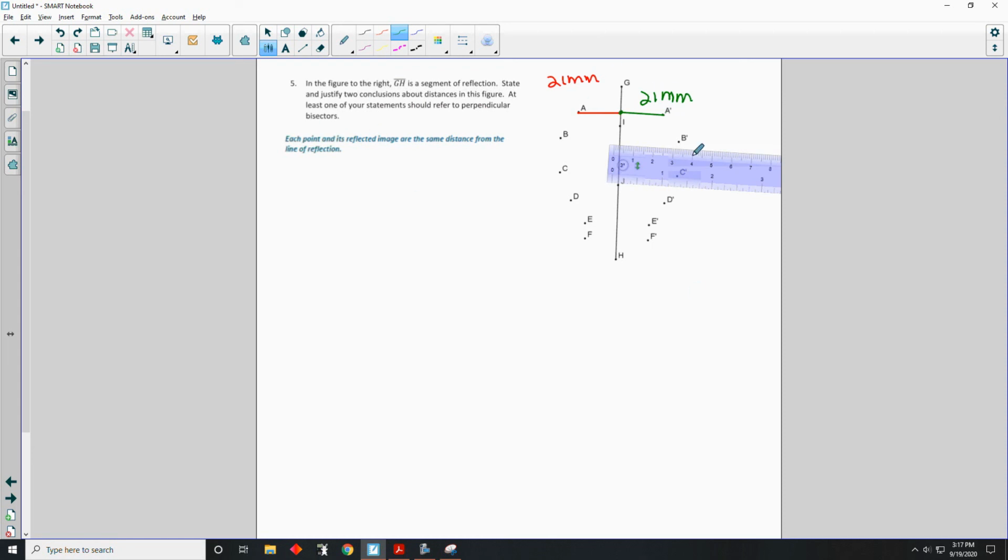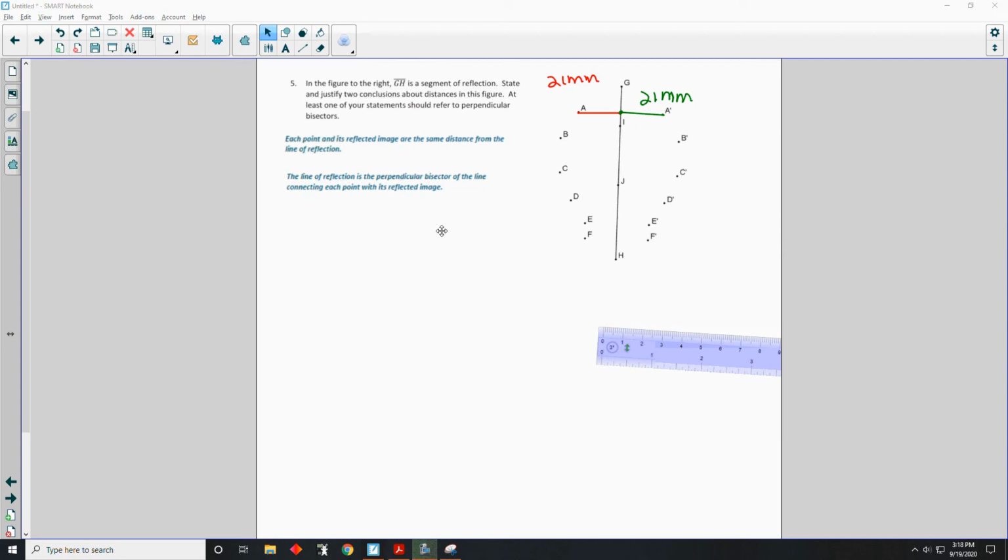And that is true for every point in this diagram. E is equal distance from E prime, F and F prime. H, J, and I are on the line, so their distance from GH is 0. So their image distance would be 0 from the line.